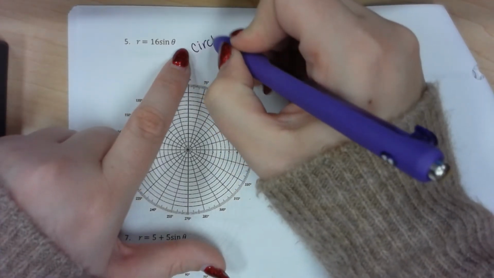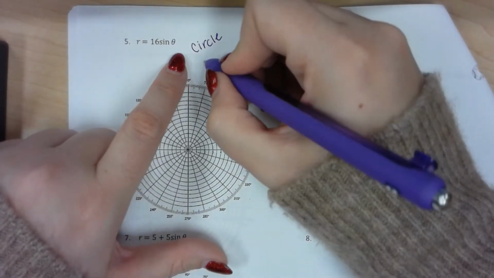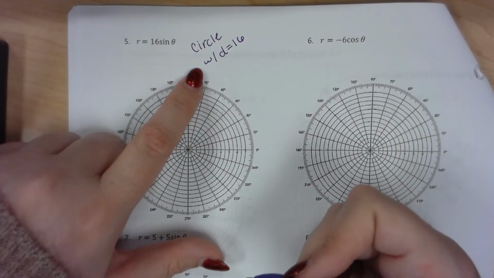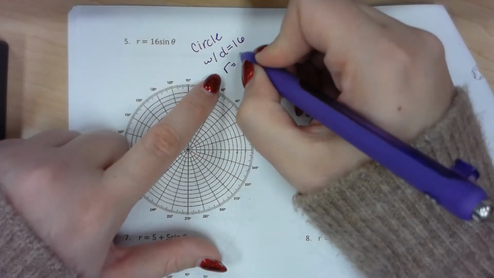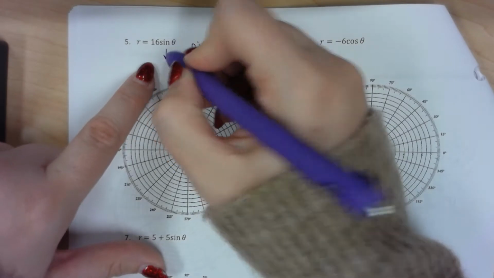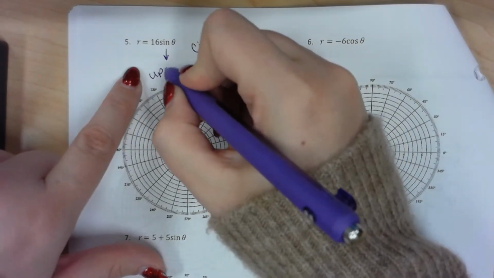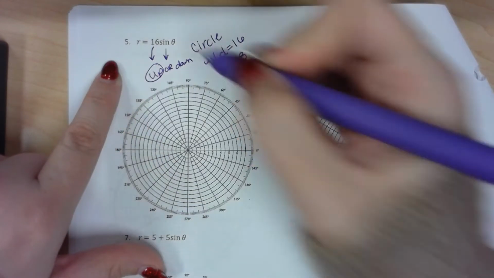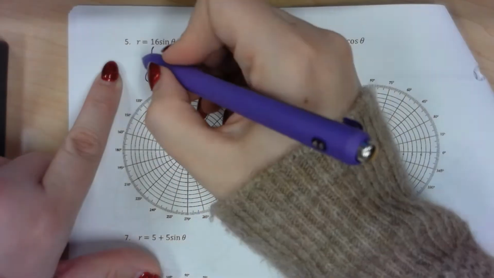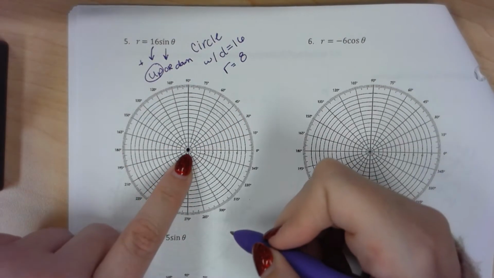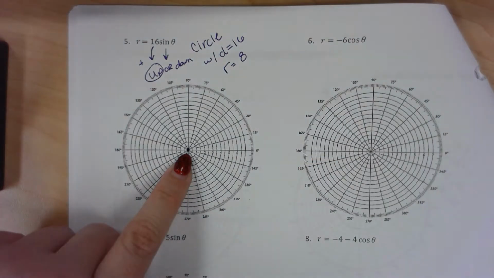this is going to be a circle with a diameter of 16, which means our radius would be 8. The sine tells us that it's going to be opening up or down. The 16 is positive, which tells us it's going to be up. So we're going to start at 0, 0. Our radius is 8, and the diameter is 16.